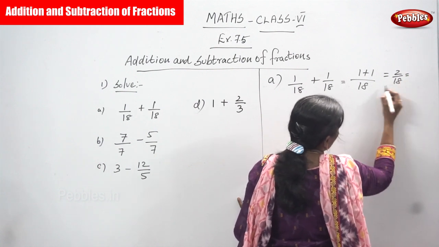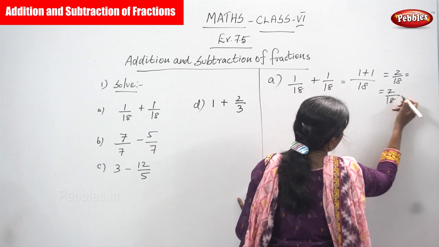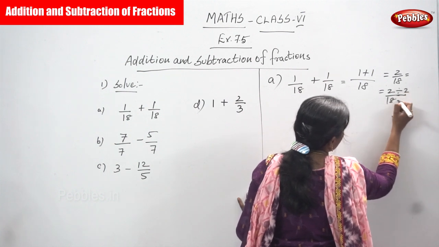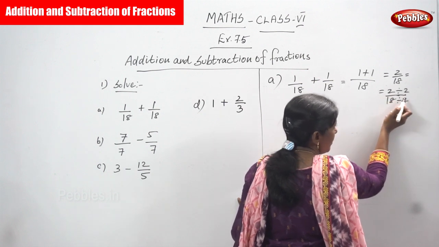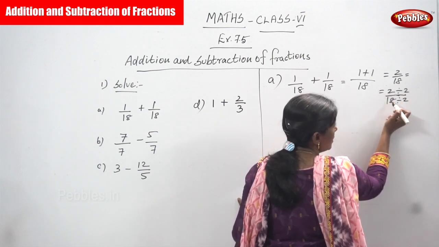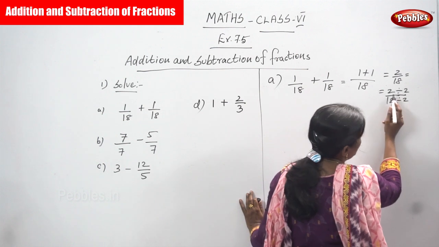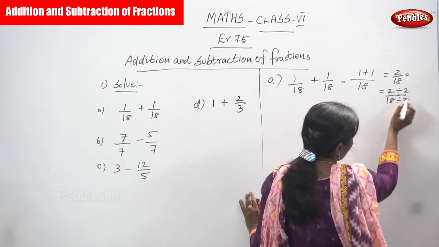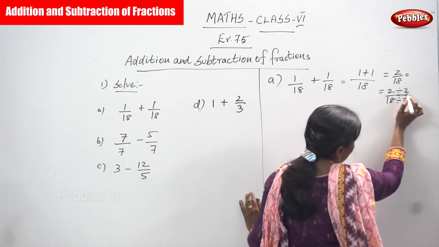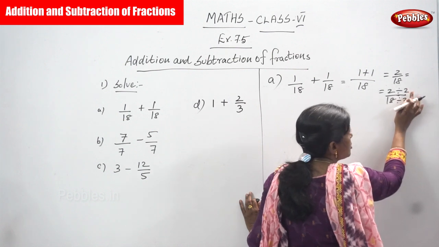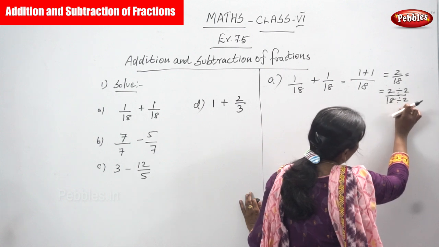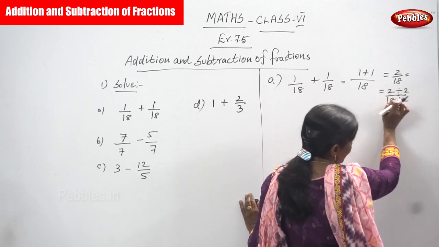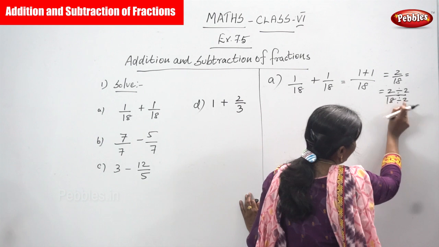If you want to make it the simplest form, you can do that. So I'm going to do 2 by 18. The common factor is 2. So I'm going to divide both the numerator as well as the denominator by 2, the common factor. So 2 by 18 is going to be divided by 2.